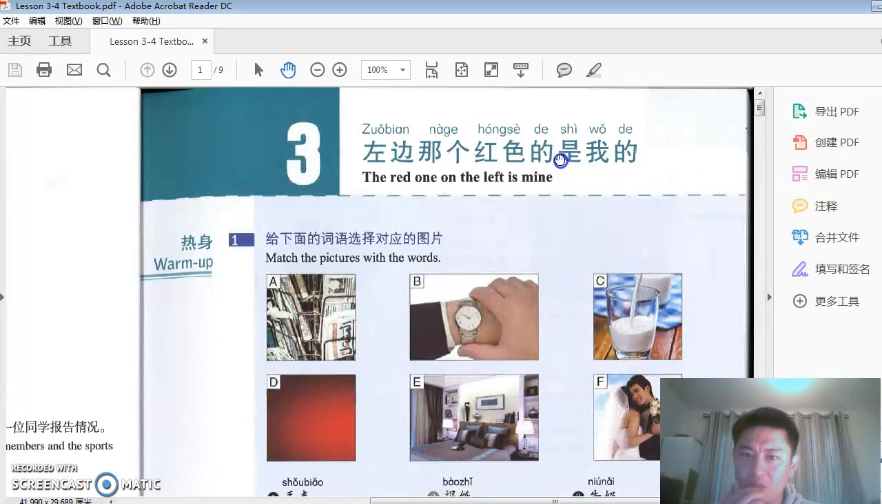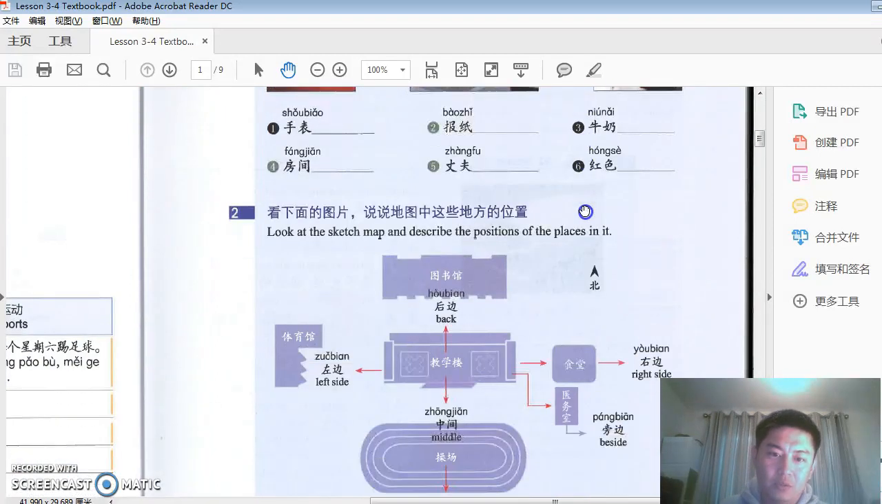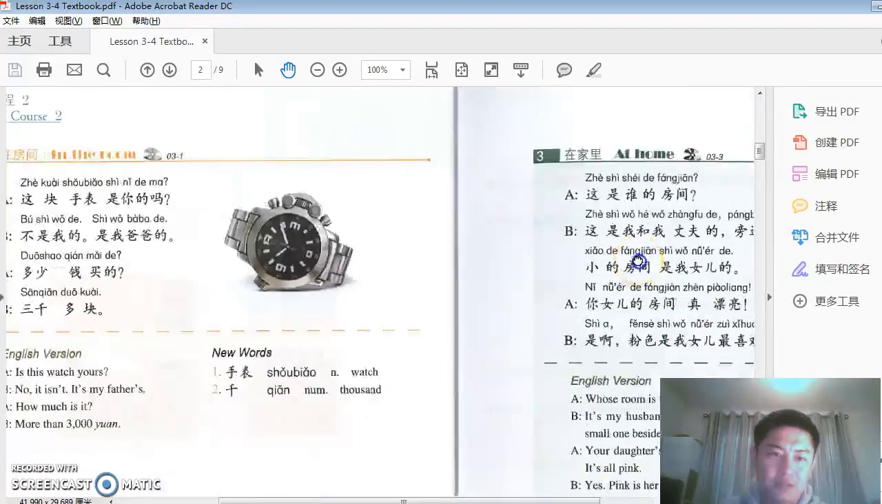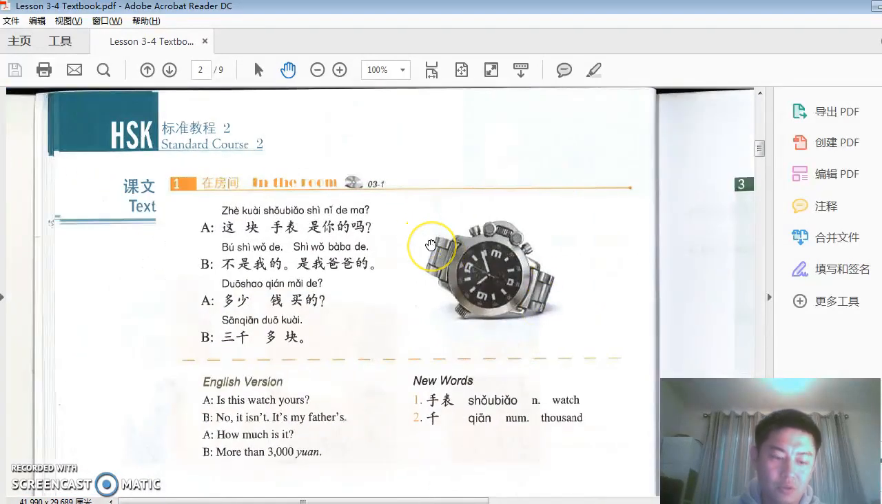So that's this sentence. 左边那个红色的 can be translated into the red one, that red one on the left side. So that red thing is omitted on the left. Now if you understand that, it's easier to understand the whole lesson.